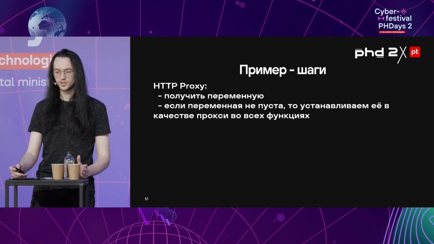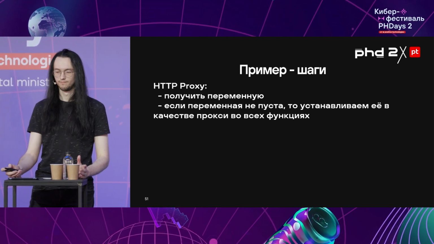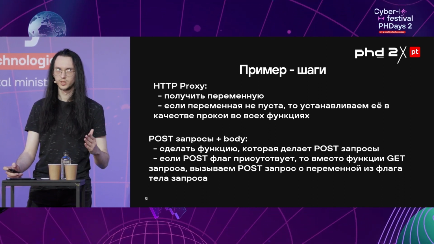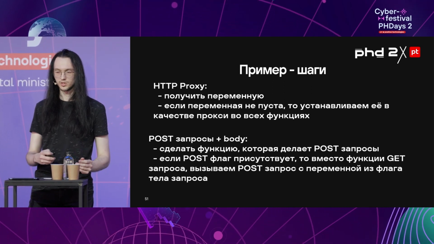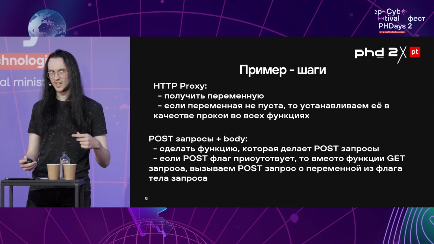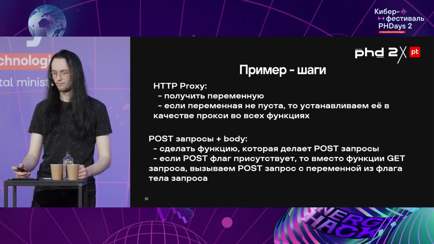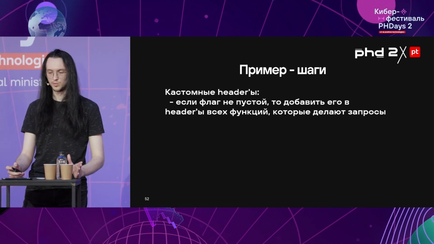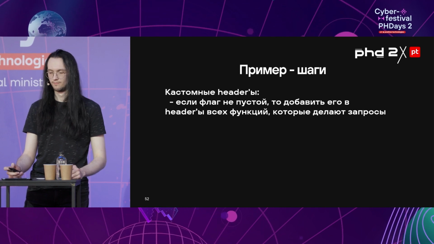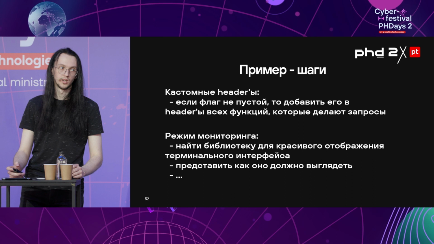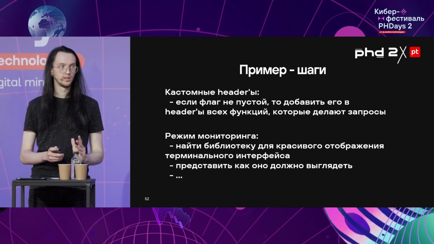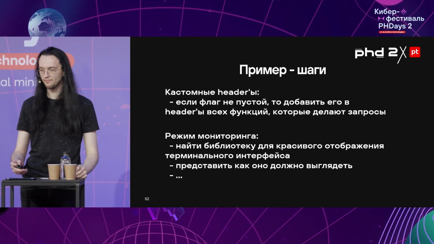Okay, so with the HTTP proxy, we get the variable. If the variable is not empty, then we set it as a proxy in all functions. Post request, post query plus body. If the post flag is there, then we use the body query. Headers. If the flag is non-empty, then we add it to all headers that make queries. And the monitoring mode. We find a library for a nice presentation of the terminal interface, etc.